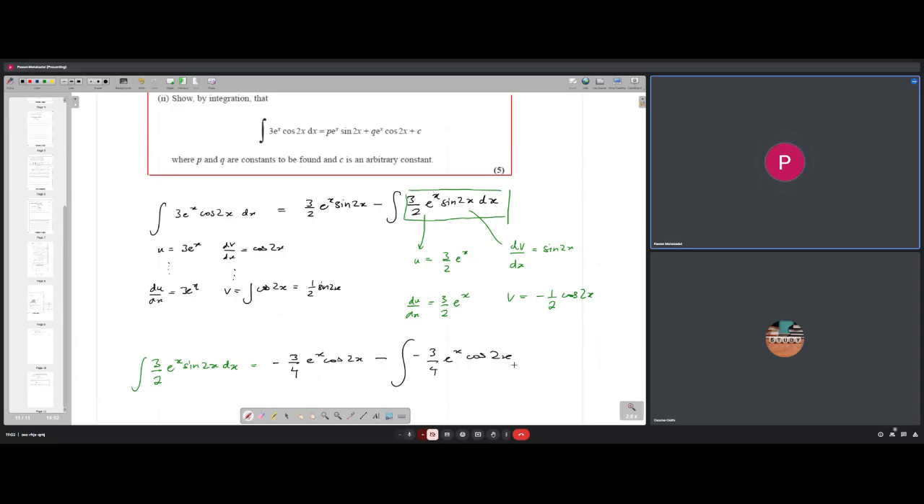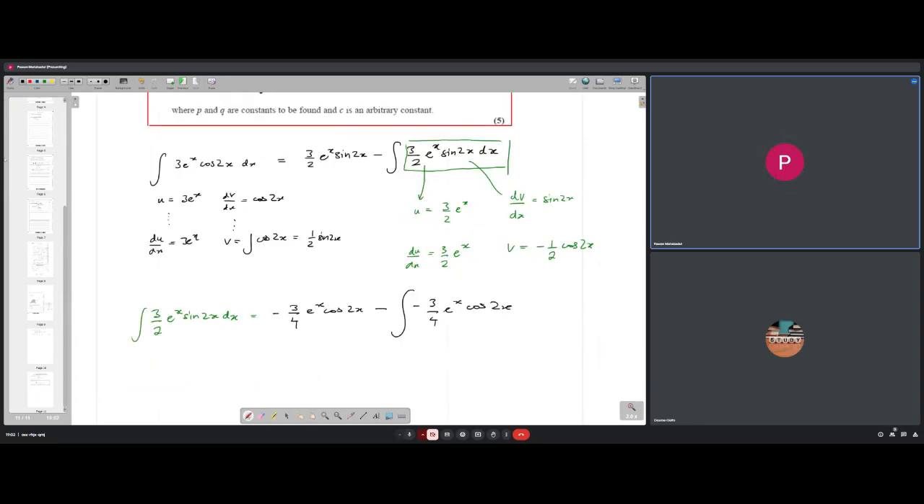Hang on a second. Look at this integral again. You'll think to yourself, okay, let's set u equal to e to the x. Let's set dv over dx equal to cosine of 2x. But you realize something very quickly. It's exactly what we've done here. We've pretty much got the same integral twice.